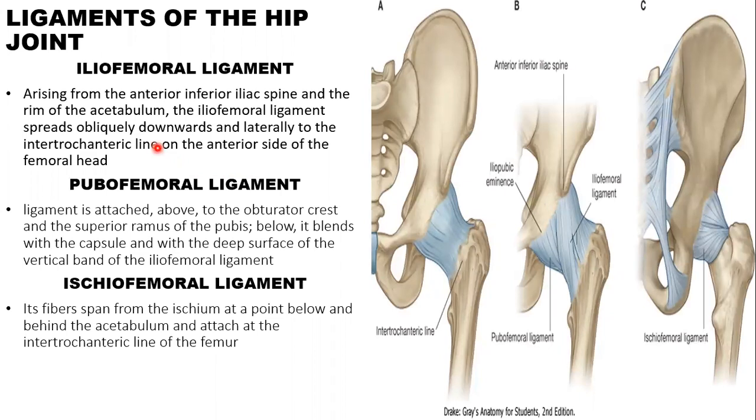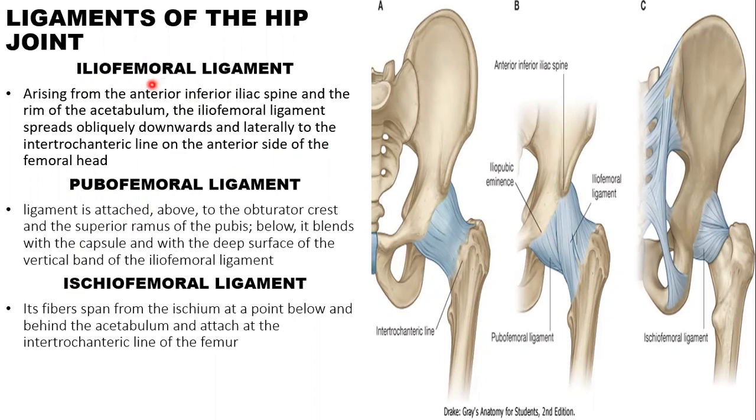So when it comes to the ligaments of the hip joint, basically you have three ligaments which you need to take note of. The first one is the iliofemoral ligament. The second one is the pubofemoral ligament. And the last one is the ischiofemoral ligament.